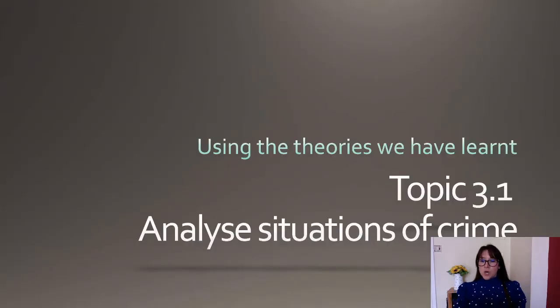Alright, so topic 3.1, this is a really interesting one. I really like this one and students seem to do extremely well with this topic area, but you have to know 2.1, 2.2 and 2.3 well. So you have to know your biological, your individualistic and your sociological theories for crime in order to be able to apply them to these areas.